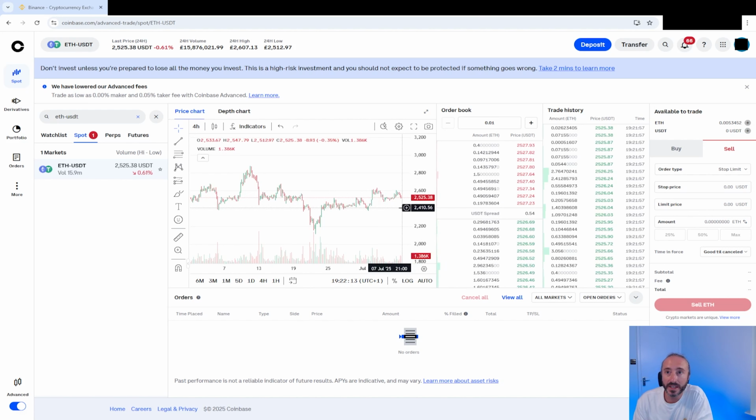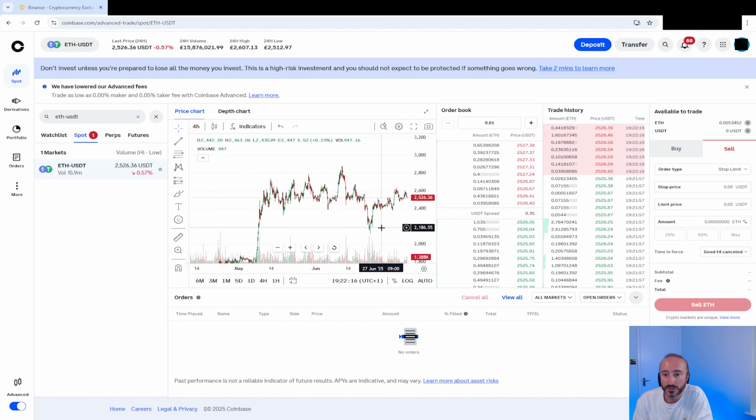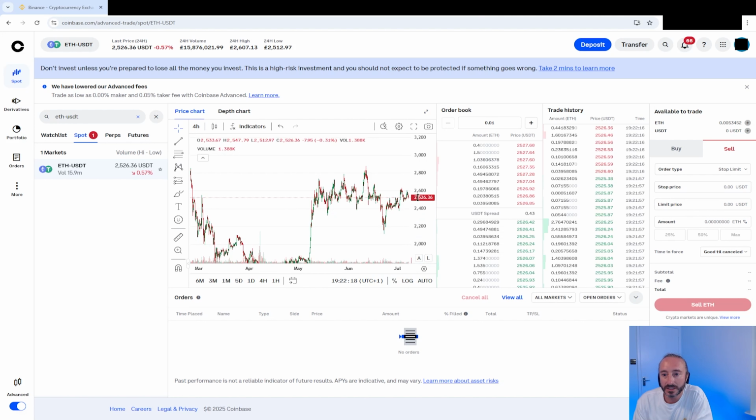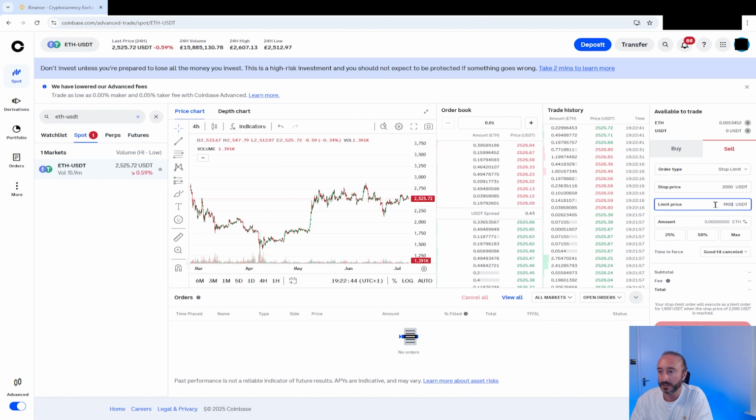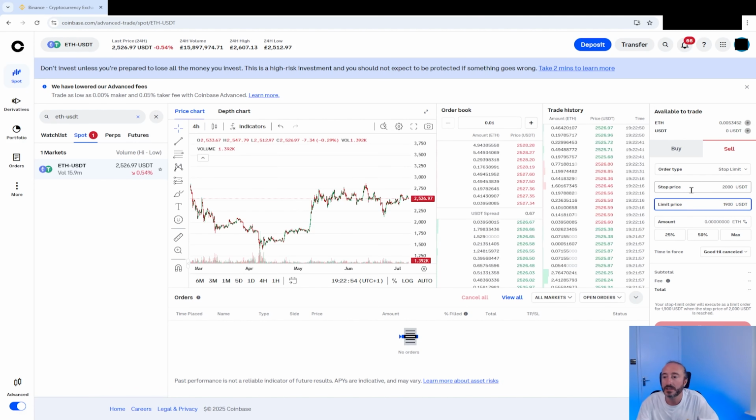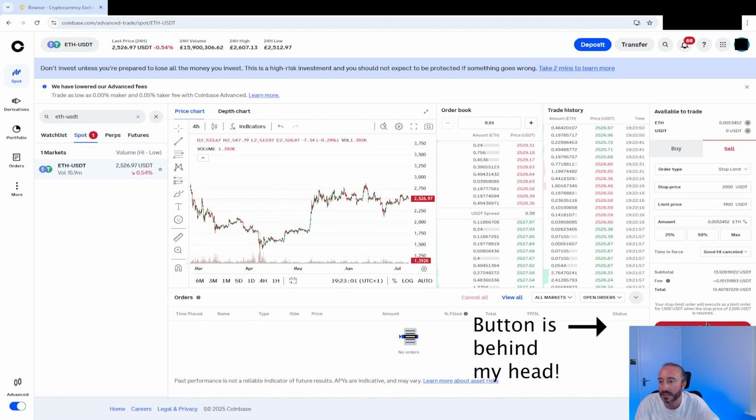So I may have a theory that if ETH drops below 2,000, then it could continue dropping to, say, 1,500 or even lower. So bear in mind, this is all hypothetical. So I want to set up a stop loss using a stop limit order. I'll set the stop price to $2,000. Then I'll set the limit price to $1,900. Just below it. This gives Coinbase a bit of breathing room to place the limit order if the market drops quickly. Next, I'll choose to sell all of my ETH and I'll hit sell Ethereum.